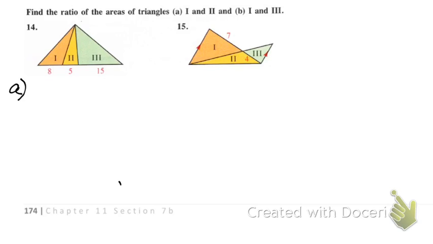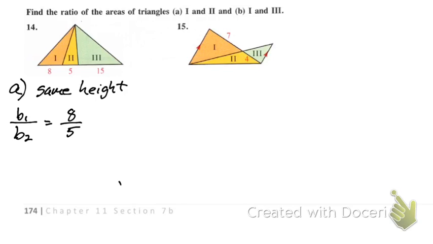Yeah, same height. They're going to be the same height. So both of those are the same height, so we're just doing the ratio of their bases. In other words, base 1 divided by base 2 equals 8 divided by 5.